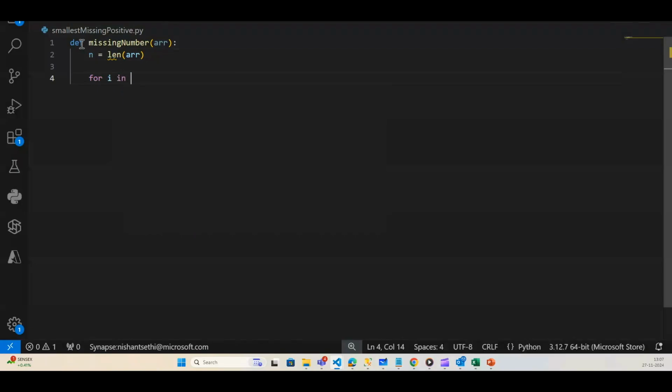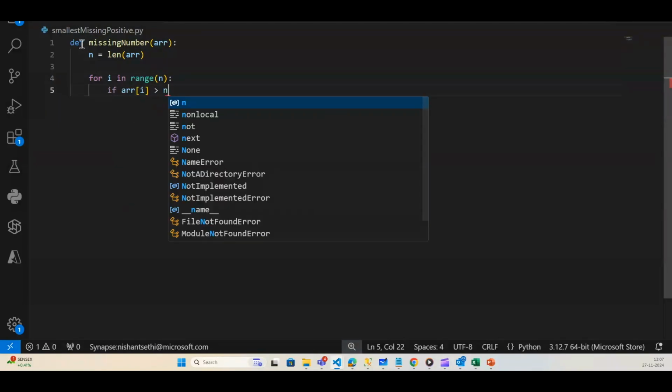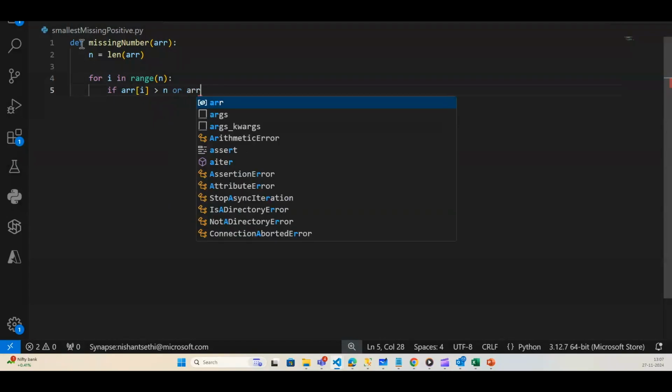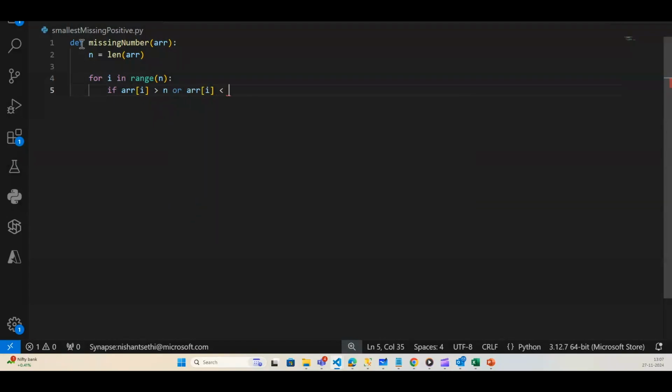And now what I need to do is traverse this entire array, and at every element, I will keep checking if my current element is either greater than n or lesser than 1, like this. In either of the cases, I will update my current element to n plus 1, which is nothing but the size of the array plus 1. This is what I'm going to do.